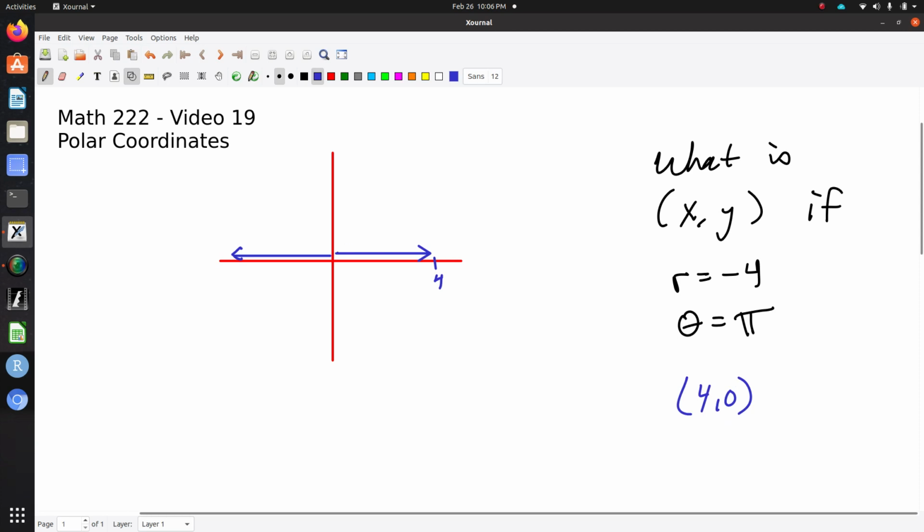So that's all. If you have a negative r, you can just essentially add pi to your theta and keep going with your life. But just beware of that. That's how that flip-floppy thing works.